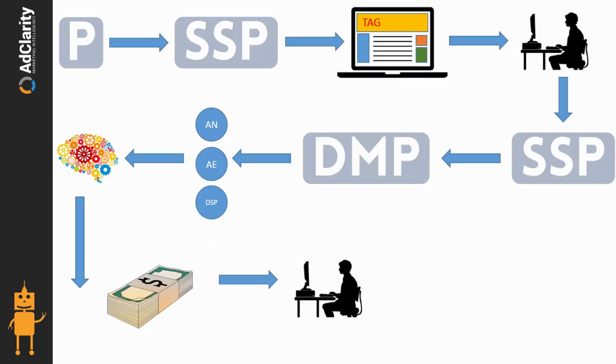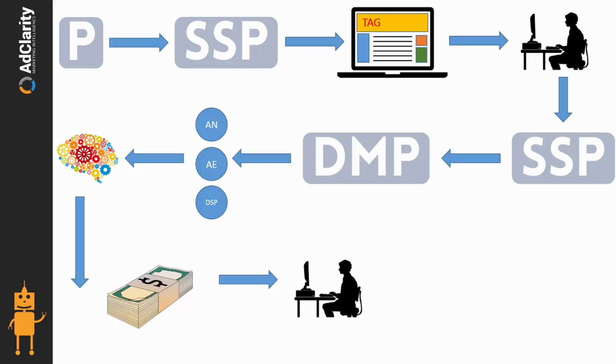Okay, so it all starts with the publisher. The publisher chooses an SSP to work with, such as Pubmatic, and places a tag in the ad space or inventory that they want them to be in charge of. So a user goes to the publisher's site, and before the page even finishes loading, the request to fill that vacant ad space has been sent to the SSP.